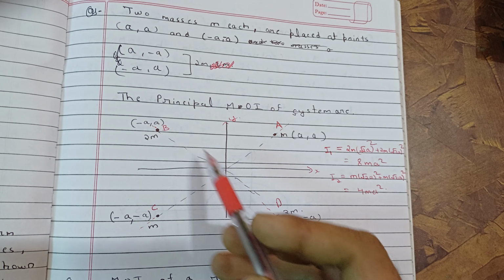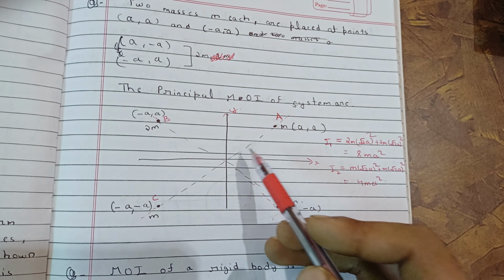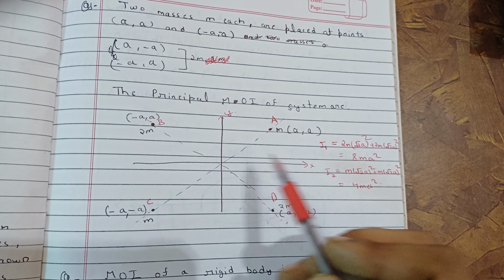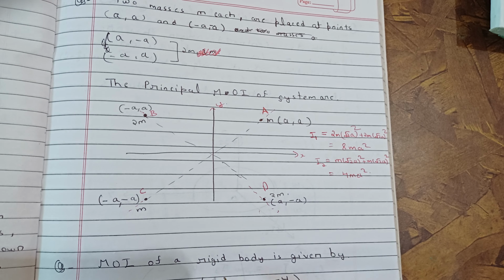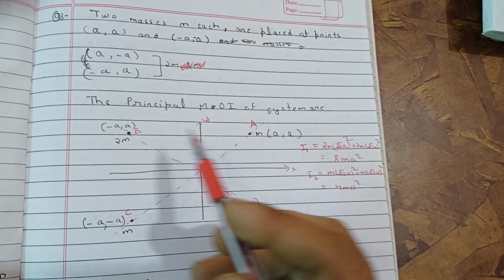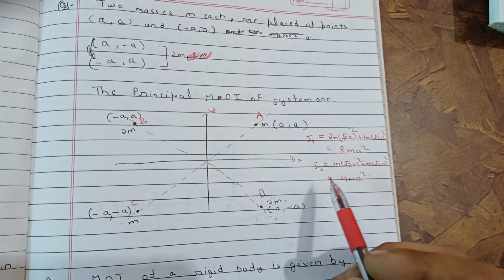Now the moment of inertia along this other axis will be m times the distance square, (under root 2a) square, and m multiplied by this distance square, which will give you 4 m a square. So this will be your moment of inertia along the principal axis, or this is your principal moment of inertia.